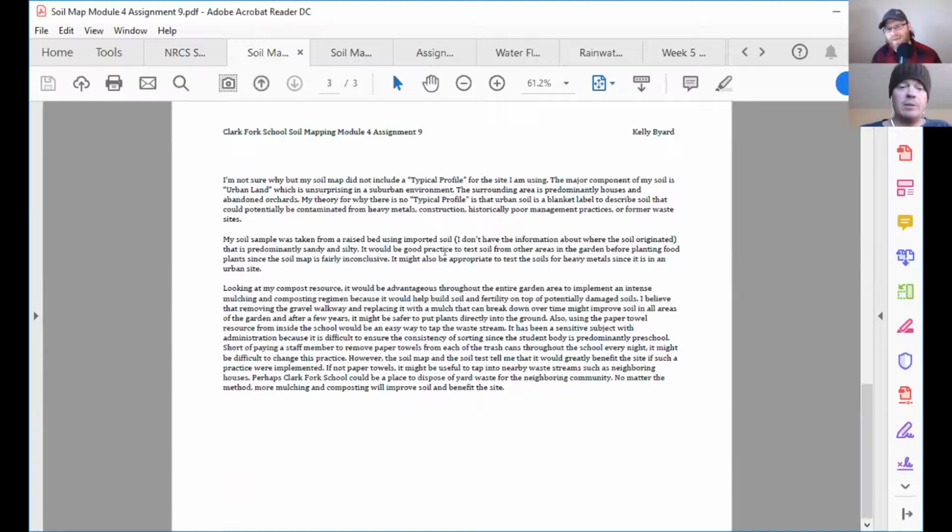And you're able to compare different results of the jar test and think through how those actually affect your design and management responses to the site setting. And then again, she looks at the compost resources, advantageous through the entire garden to do intense mulching and composting, which is great.